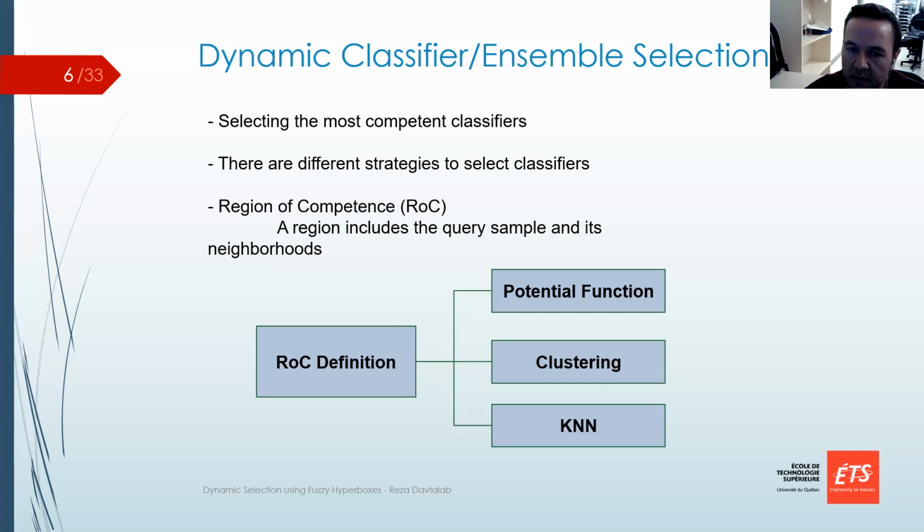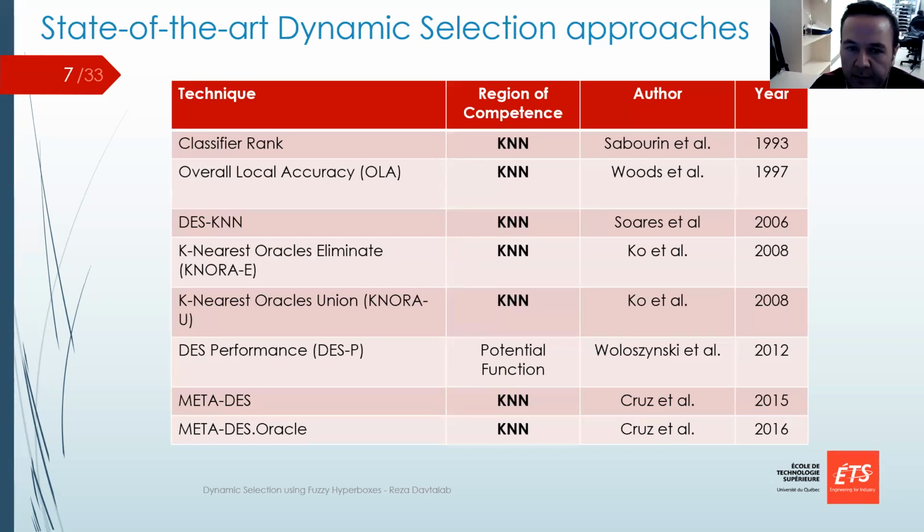In dynamic selection systems, the most competent classifiers are selected based on their performance around the query sample, which is called the region of competence, or ROC. There are three main methods to define the ROC, including potential function, clustering, and KNN-based algorithms, as you can see in this chart. Most of the current state-of-the-art dynamic selection approaches use the KNN approach as a module for selecting the most competent classifier, as you can see in this table.